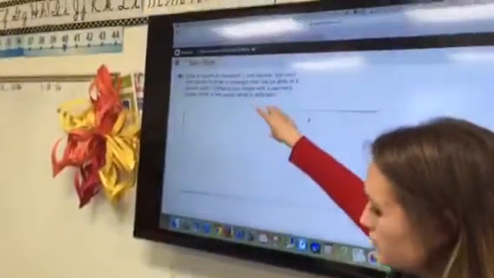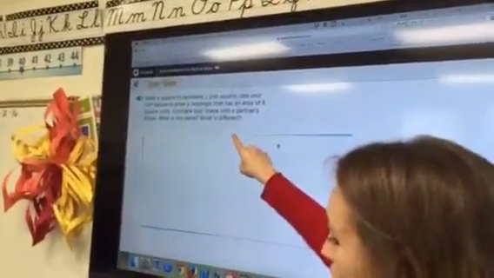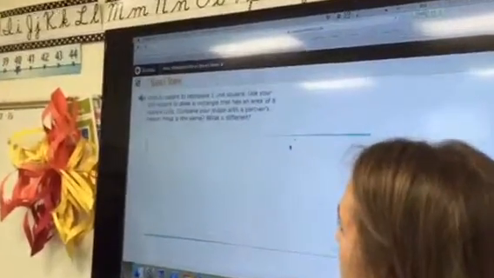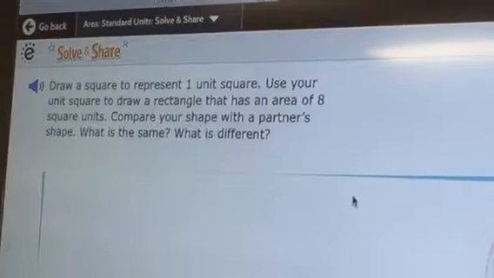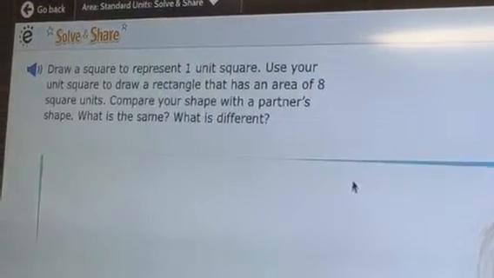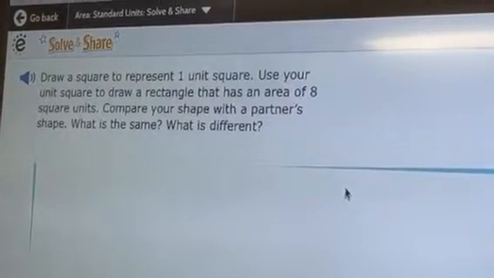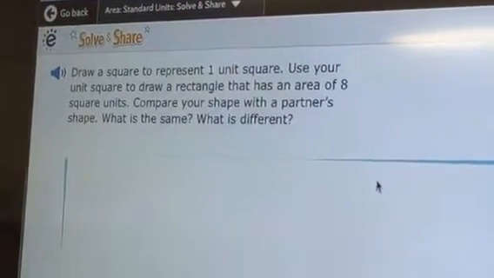Okay, so here's our problem of the day, the solve and share. This is solve and share 6-3. Okay, I'm going to read it to you. Draw a square to represent 1 unit square. Use your unit square to draw a rectangle that has an area of 8 square units. And we're going to just do that part for now. So let's work on the first part of this problem.